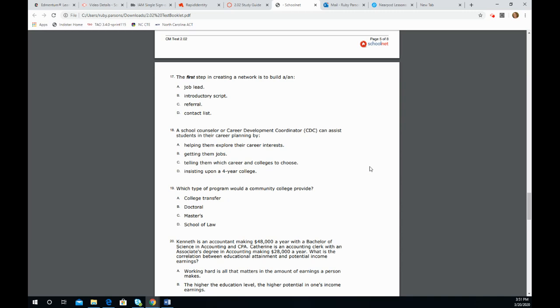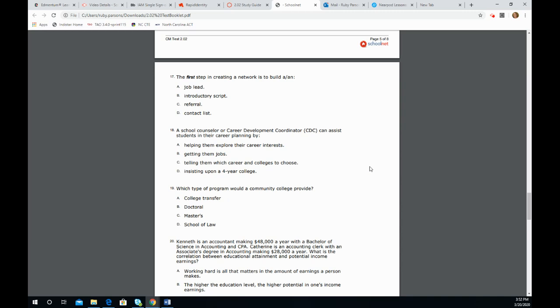18, a school counselor or career development coordinator, also known as a CDC, can assist students in their career planning by A, helping them explore their career interests, B, getting them jobs, C, telling them which career and colleges to choose, or D, insisting upon that 4-year college. A, that school counselor or the career development coordinator is going to help them explore their career interests and kind of get them into the right path.